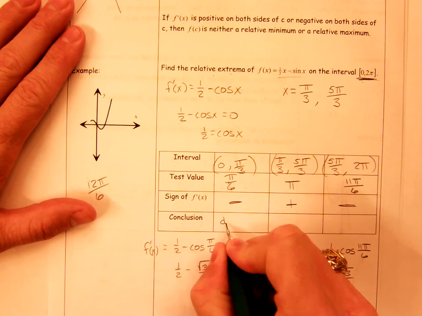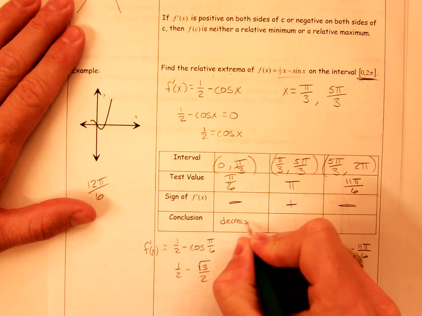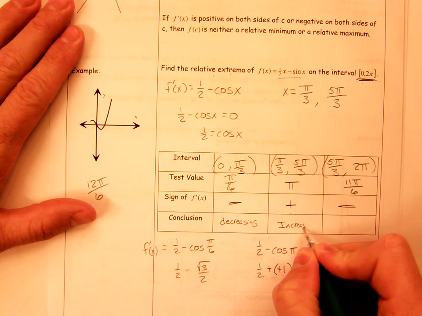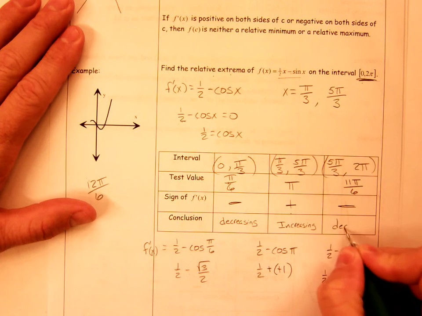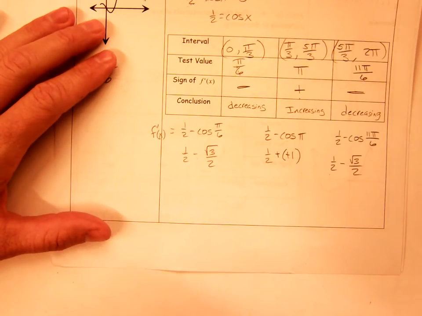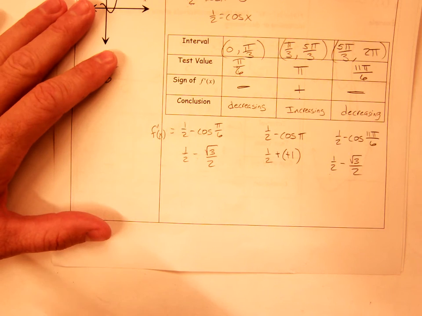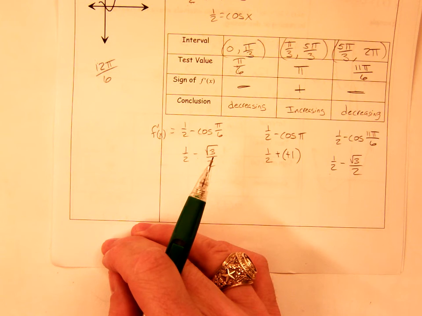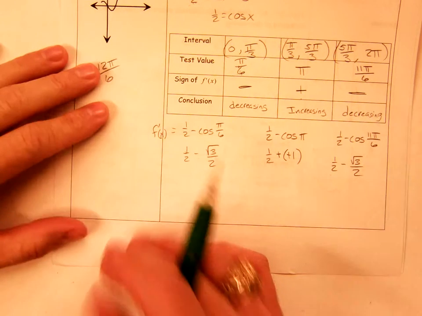Okay, so now, what do I know about this? It's decreasing, increasing, decreasing. Okay, last thing. Do I know anything about extrema? Do I know if there's a max or a min in this interval? And how do I know that? Look back up at the top of the page. If it changes from negative to positive, then that critical point that we found is a what? It's a minimum.